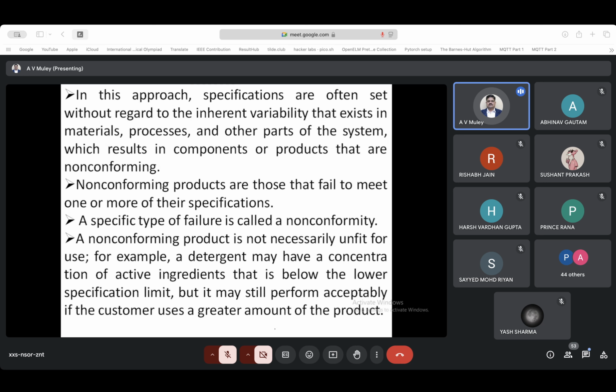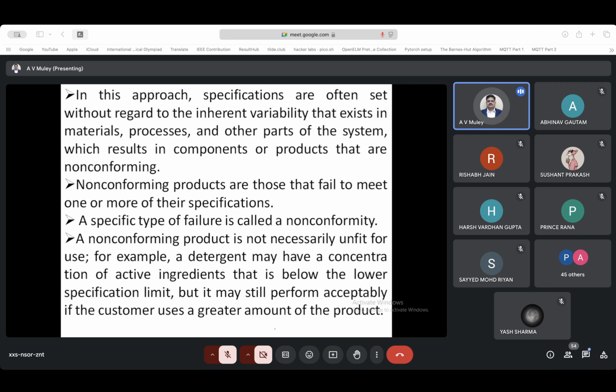And the parts which are produced are non-conforming, and non-conforming products are those that fail to meet one or more of their specifications. तो कहीं diameter ठीक होगा तो surface finish ठीक नहीं होगा, surface finish ठीक है तो diameter ठीक नहीं होगा, ये length अगर diameter ठीक है तो length उसकी variable होगी, like that. If you just consider the shaft, a specific type of failure is called a non-conformity. So we want to have the product that satisfies all of these variables.